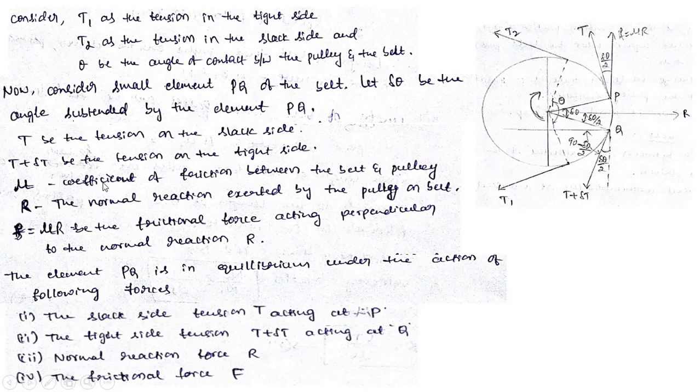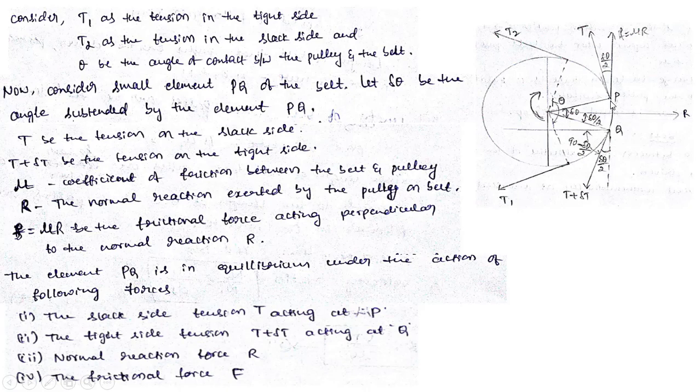Next, mu is the coefficient of friction between belt and pulley, and R is the normal reaction exerted by the pulley on the belt. Yes, this R is the normal reaction exerted by this pulley on the belt. Next, F is equal to mu R, the frictional force acting perpendicular to the normal reaction. Yes, this frictional force F will be acting perpendicular to this normal reaction R.